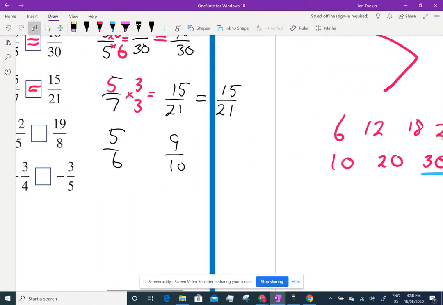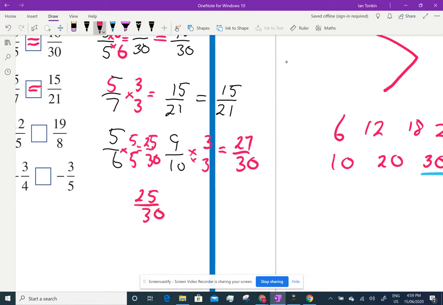Now, how do I make a 6 into 30? I times by 5. So I'm going to multiply by 5 top and bottom. And I'm going to multiply this. How do I make 10 into 30? I multiply by 3. So that will give me, when I multiply by 5, 25 over 30. When I multiply this, I will get 27 over 30.